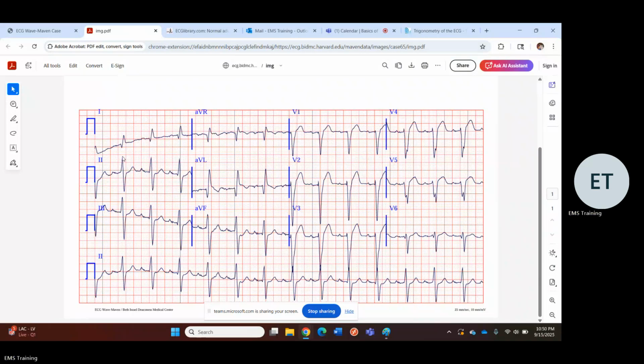Okay, so let's do our rules. Is there a P wave? Yep. Let's look at lead 2. It's the monitoring lead, right? There's one, there's one, there's one, there's one, and so on. Yep, this is a sinus rhythm.